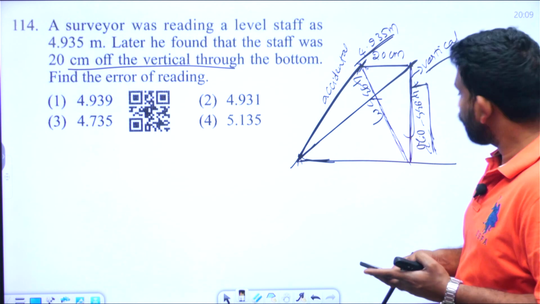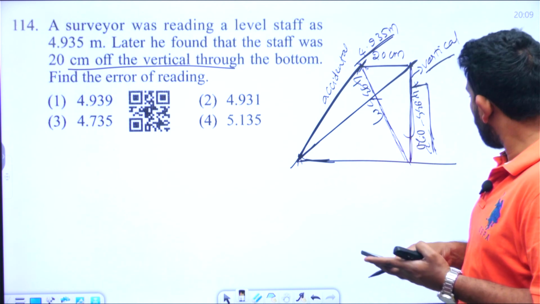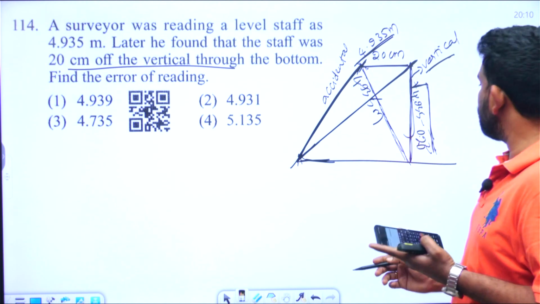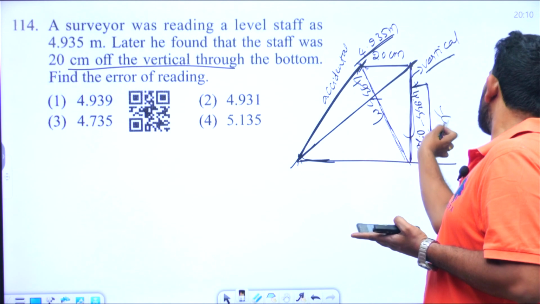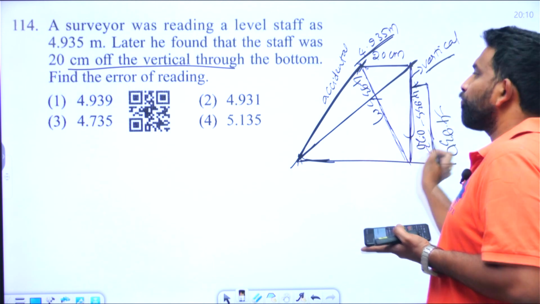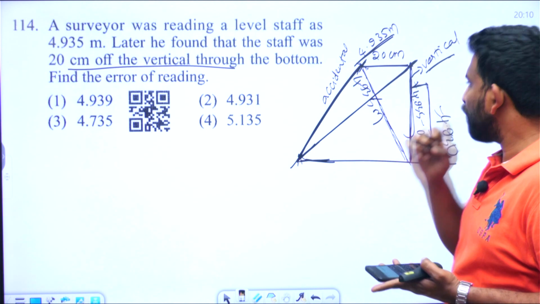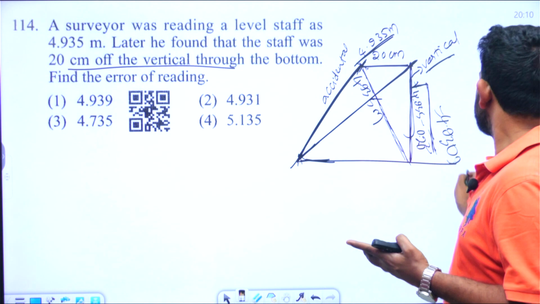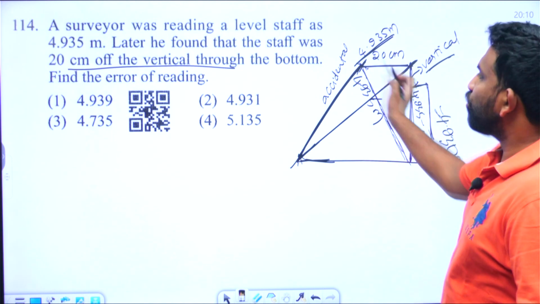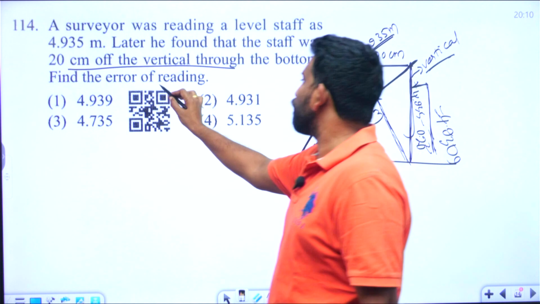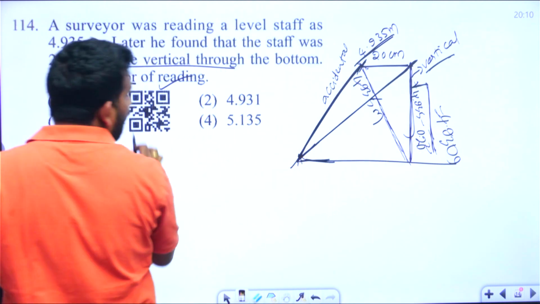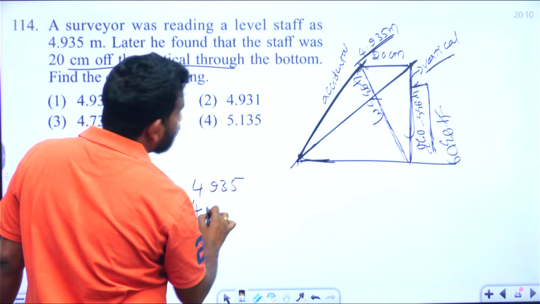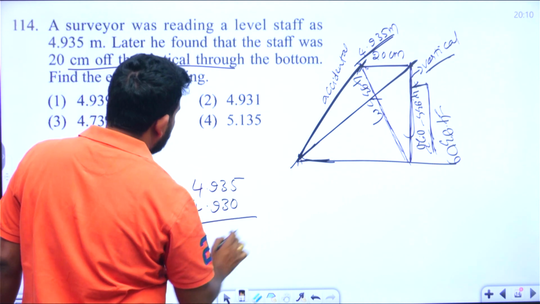4.935 square minus 0.20 square, the value comes out to be 4.930, actually 4.9309. But he is not asking for this value. He is asking us to find out the error of the reading. In that sense, that will be 4.935 minus 4.930 something like this.